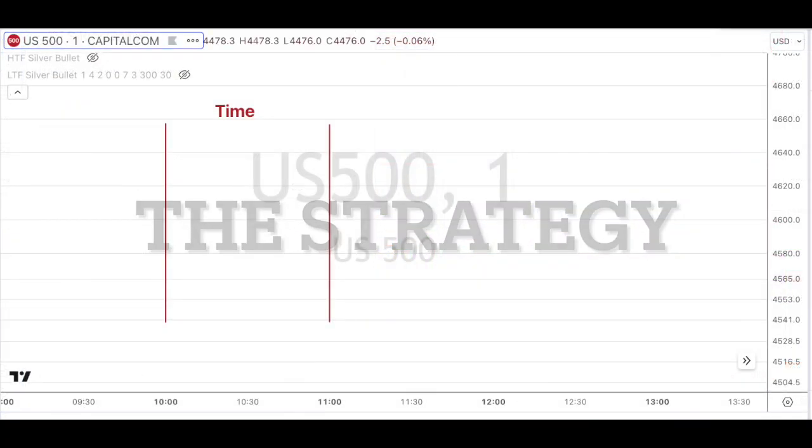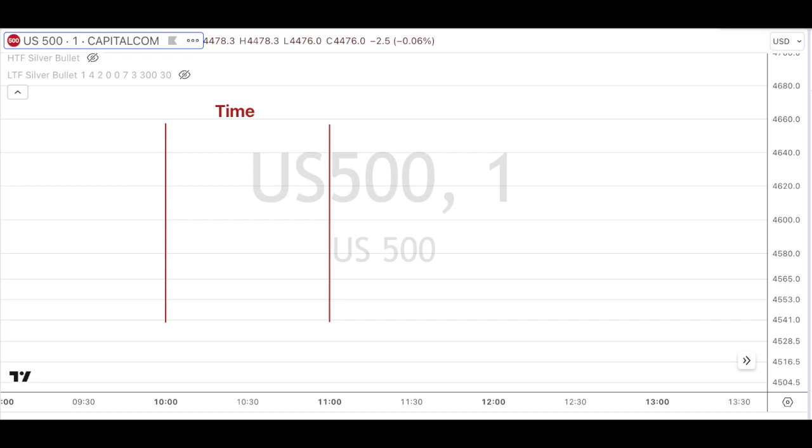As every ICT strategy, it is based on time and price. We trade only the 10 a.m. to 11 a.m. candle, although we might allow for flexibility if we have some early news at 9:30. We only plot the chart on 1 minute and we let the indicator do its job. We focus only on US 500 or S&P, although this strategy works very well on US 100 and Nasdaq.